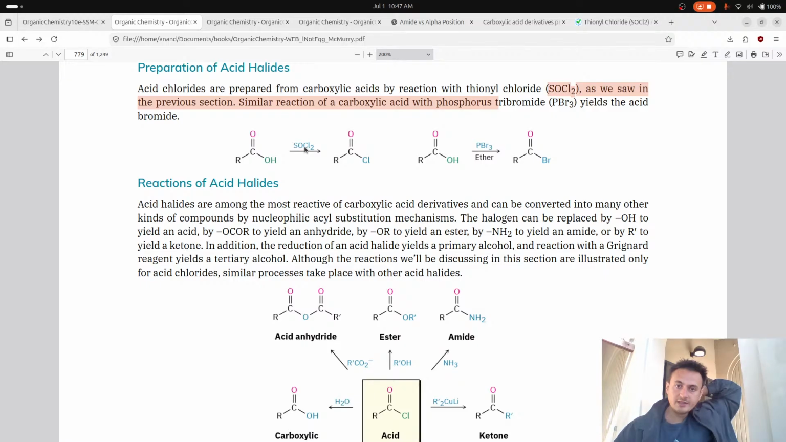So presumably with this PBr3 thing, a very similar thing happens, where this lone pair comes here and attacks the phosphorus. Oh, but there's no oxygen here, so I don't really know what happens there. Let's see.